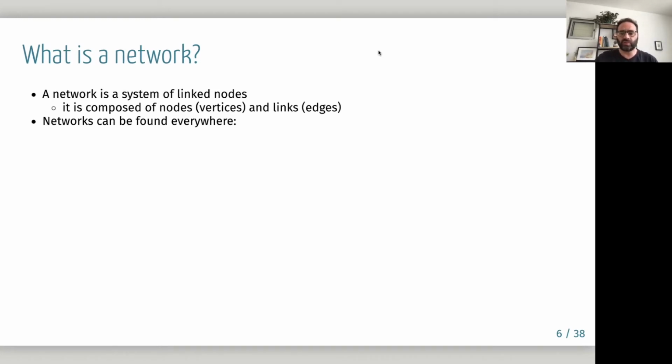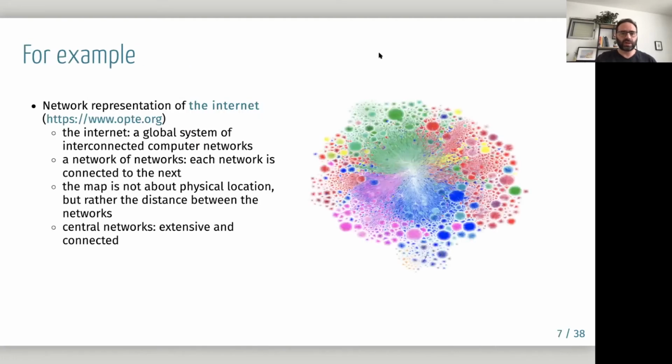Networks can be found everywhere. You can see networks in the internet. So the internet is a network. We can see here a representation of the internet, which is in fact a global system of interconnected computers. And here in the graph, we can see that it is not just about the physical location, but rather about the distance between the networks. So a network can represent distance, not just physical distance, but in terms of importance or centrality, or more basically in terms of the network structure or topology.